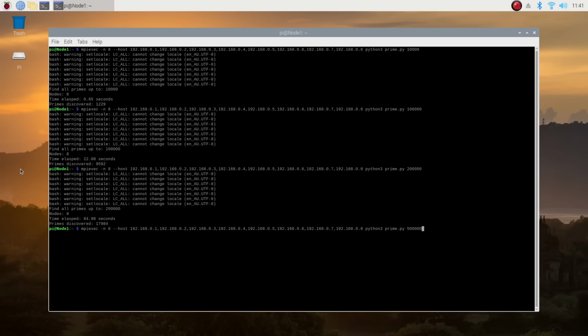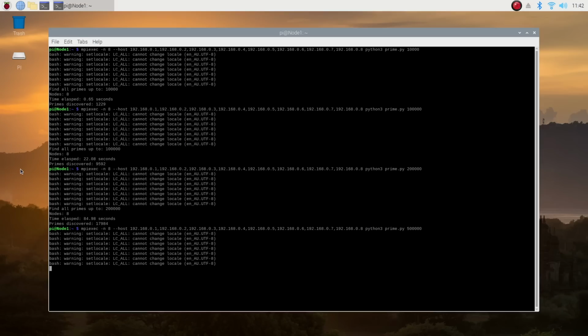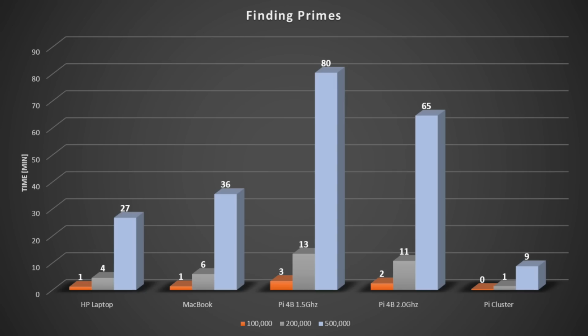Lastly, I just ran the simulation to 500,000 on the cluster to see how fast it would be. That took 526 seconds, or a little under 9 minutes. I forecast the time to 500,000 for the other tests so that you can see how they compare. I've converted these values to minutes to make them a bit more understandable.